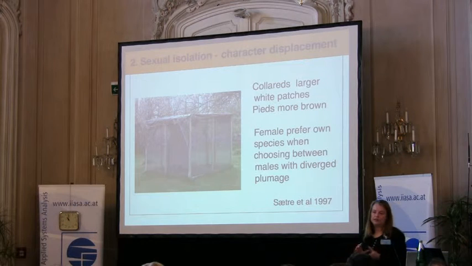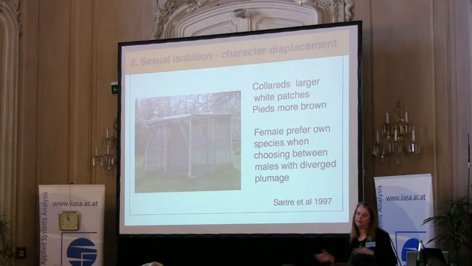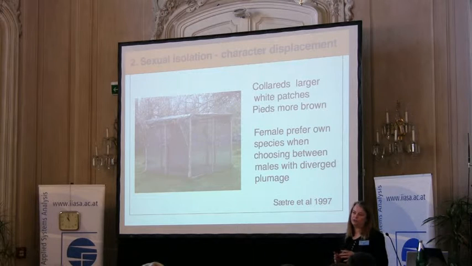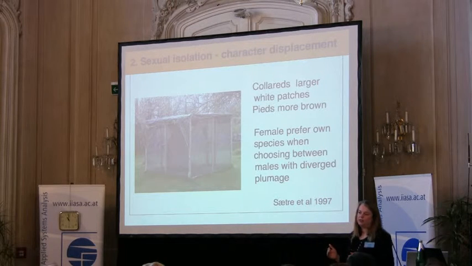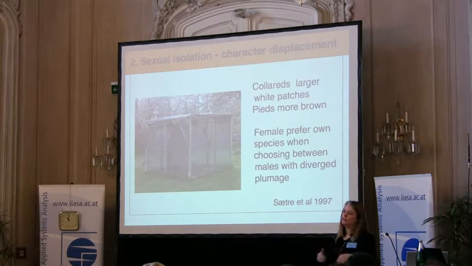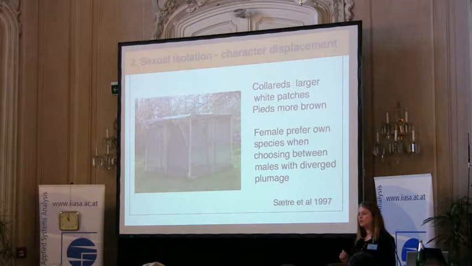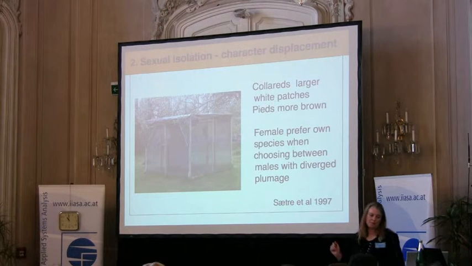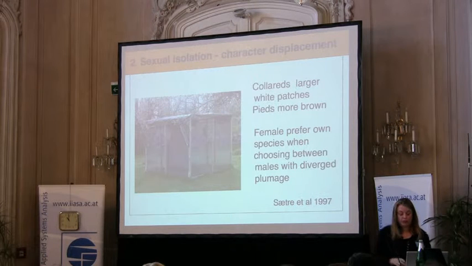There is also character displacement between the two different species, so in areas where they co-occur, the males are more different in plumage. So pied flycatchers become more brown when they co-occur with collared flycatchers. And collared flycatchers have larger forehead patches and larger white patches on their wings. And Glenn-Peter Sætre showed in the past that this helps species recognition. So there is a corresponding change in female preference. So in the older hybrid zone in Central Europe, females would prefer the males that look more different from the other species. And that helps species recognition.